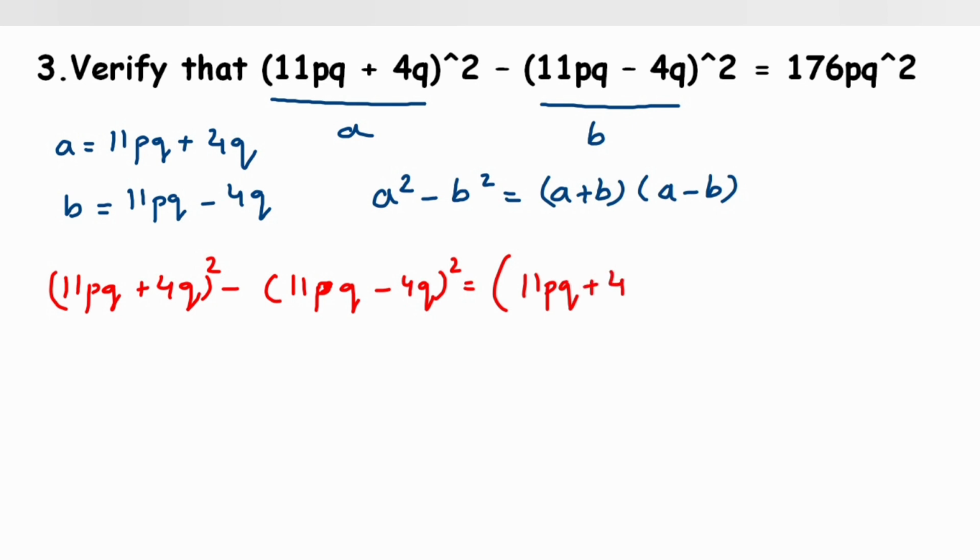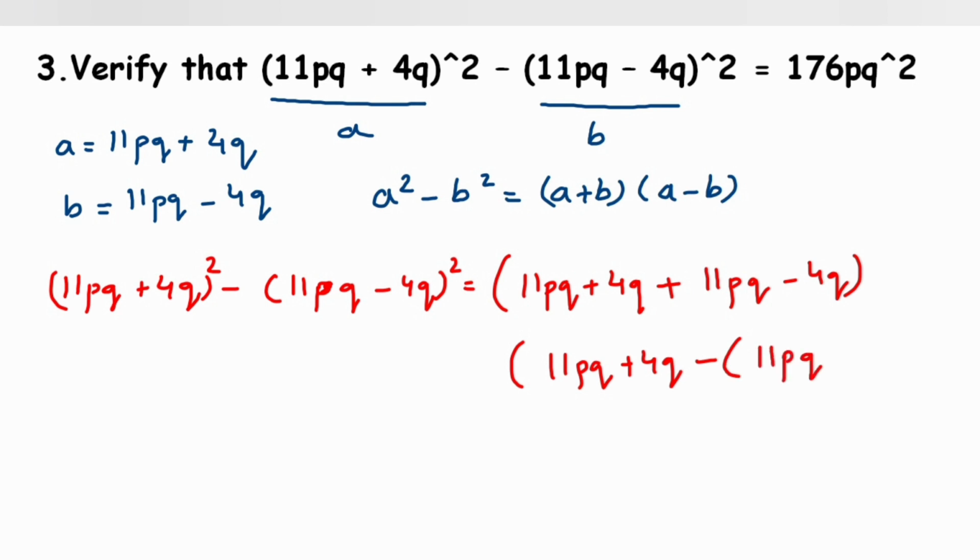This is the a value I've written, then plus again the b value, which is 11pq minus 4q. Now the first bracket is over, then into a minus b. So 11pq plus 4q minus, I'm keeping a bracket here because signs will change after this, so minus 11pq minus 4q. Now this is equal to, in the first bracket we can cancel minus 4q and plus 4q.